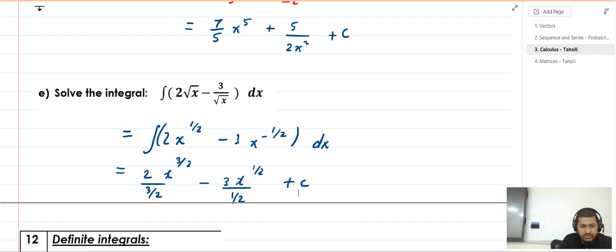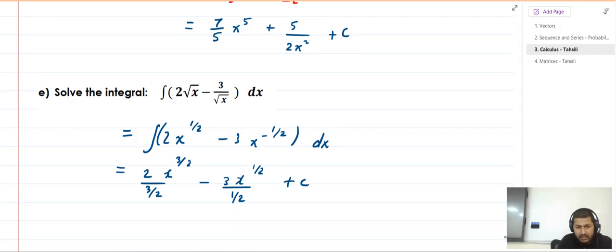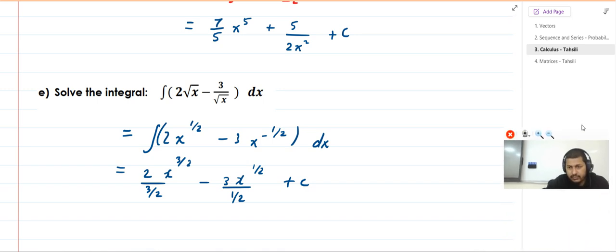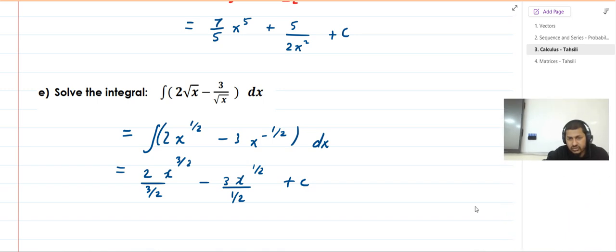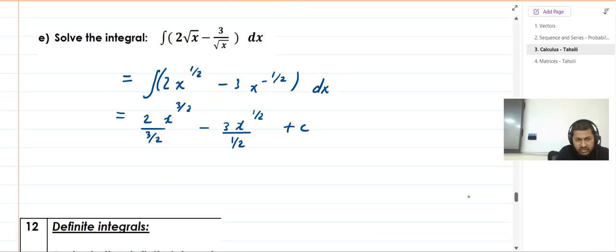Now let's see what we get. Now what is 2 divided by 3 over 2? Yes, question, what's 2 divided by 3 over 2? Remember to keep change flip, right? So 2 times 2 is 4, so I will get 4 over 3. 2 divided by 3 over 2 is 4 over 3.